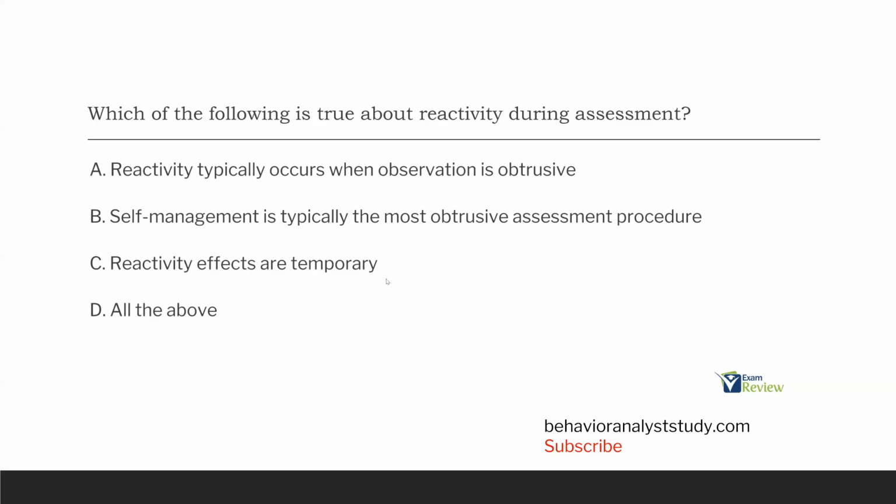And then C, reactivity effects are temporary. Thankfully, reactivity effects are temporary, meaning they're not going to stick around. So you should do your best to limit reactivity, but sometimes it's not possible. So what is true about reactivity? Well, A, reactivity typically occurs when observation is obtrusive or obvious. B, self-management is typically the most obtrusive assessment procedure, of course. And then C, reactivity effects are temporary. All of these are true, therefore D, all of the above is our answer.